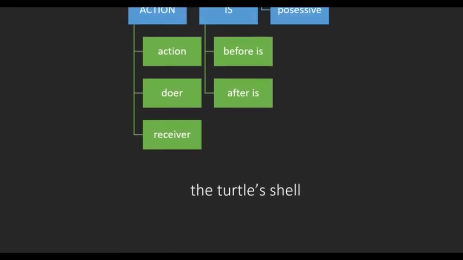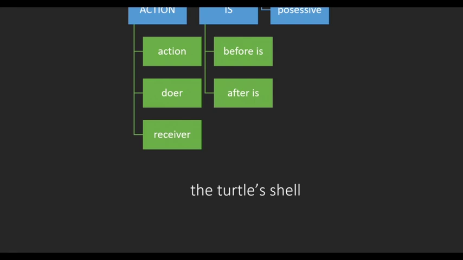So if we look at something like the turtle's shell, can you tell me how this is possessive or how this denotes ownership? Well, the turtle has a shell, right? So it's almost in the sense that the turtle possesses a shell. The turtle is the owner of the shell. So this is a fragment that shows ownership. And that kind of actually leads us into the parts of the fragment.